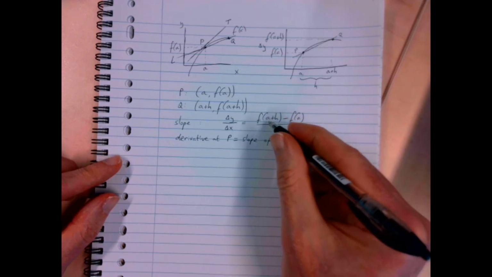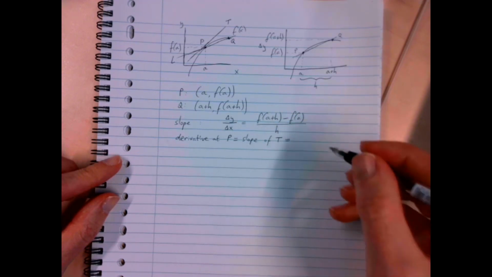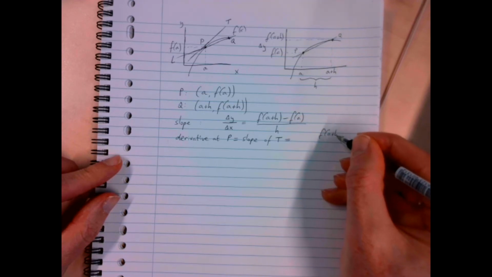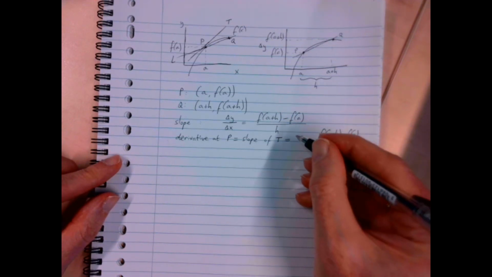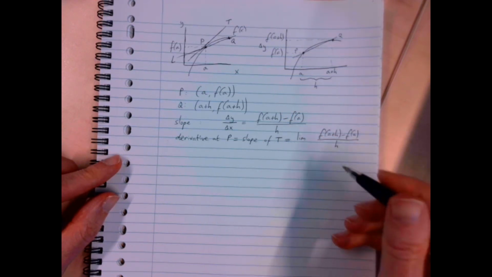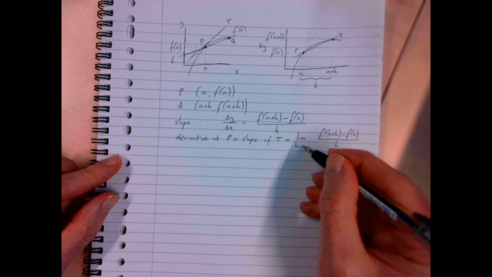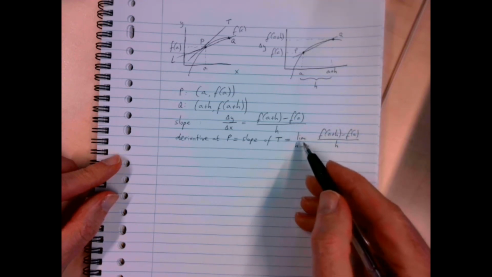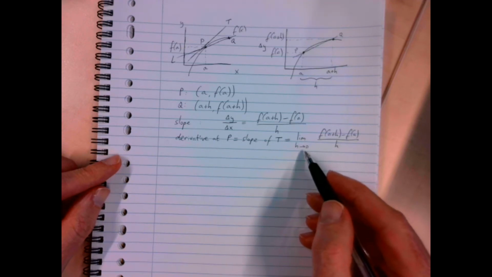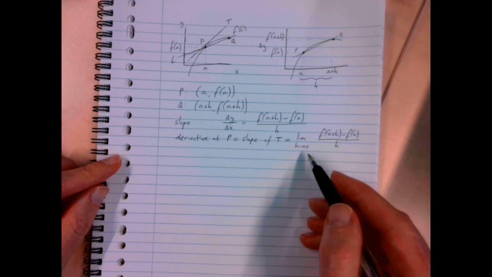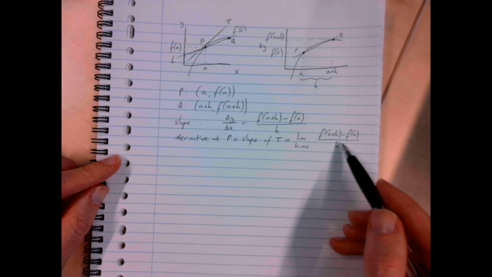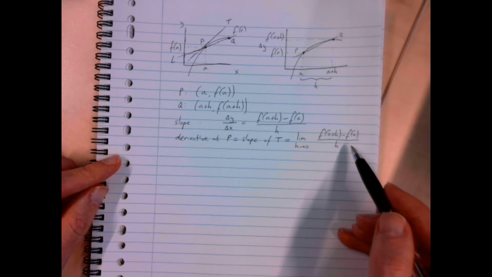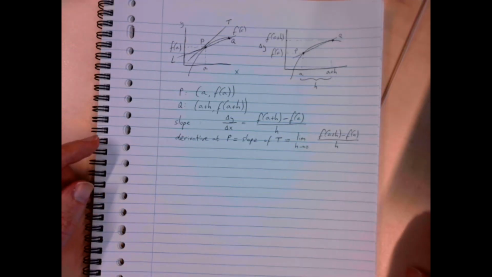It's going to be the slope of that particular line, f(a plus h) minus f(a), divided by h. But as I choose this h very small, and we denote this in mathematics as the limit as h goes to 0. So the slope of the tangent line is just the limit of this expression if we take h small enough. Okay, let's see how we can make that operational.